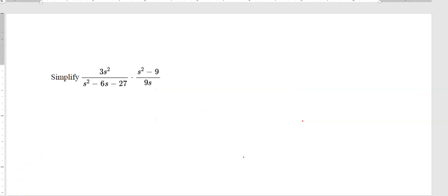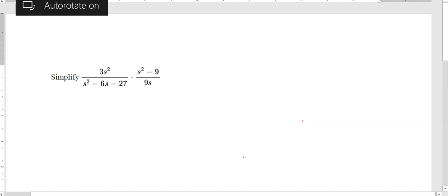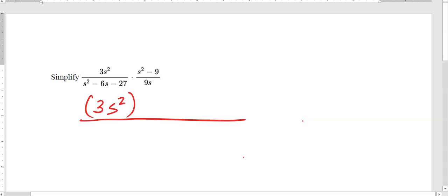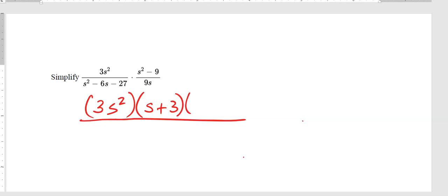Start it again. Our next problem is a multiplication problem, and it's rational expressions. So we want to factor the numerators and factor the denominators. s squared minus 9 is the difference of squares, so it's going to be s plus 3 and s minus 3. Now, my denominator on my left side, if I factor, will be s minus 9 times s minus 3.